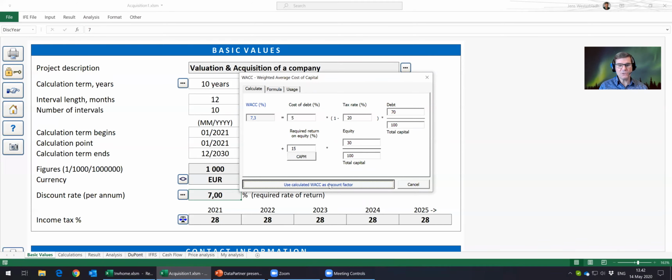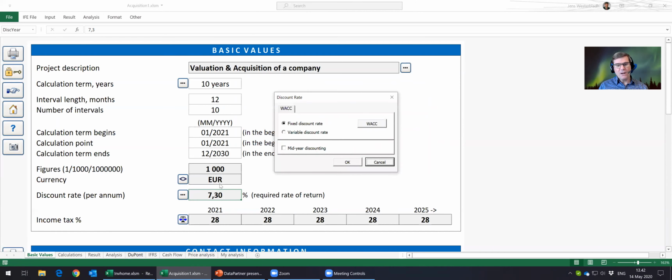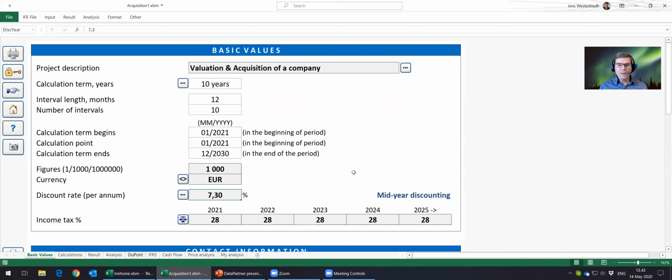And I can just press use this calculate it back to as a discount rate. And by the way, now it would then discount from the end of the year. I could also choose here to discount for mid-year. Why not do it actually? So then it's a little bit more accurate, because everything that happens during the year will then be put in the middle, which is an average. And it now shows that I chose mid-year discounting.